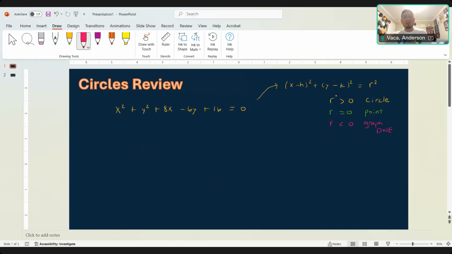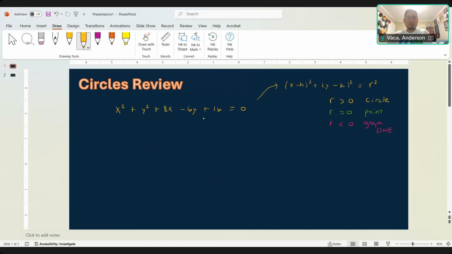But we could run into examples where we do our algebra, we do all of our computations, and then we recognize that, oh, wait a minute, the radius is 0. That is not a circle. That must be a point. Oh, wait a minute, the radius is less than 0. That cannot happen, so therefore this graph does not exist. So let's go ahead and do this example and see what we can run into.